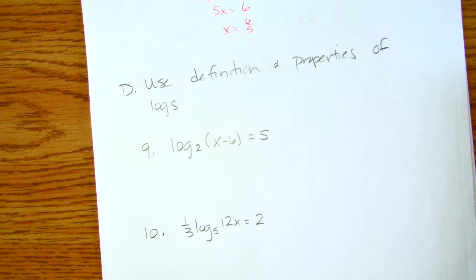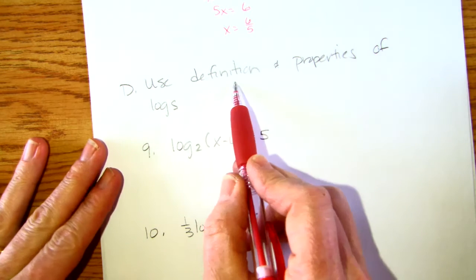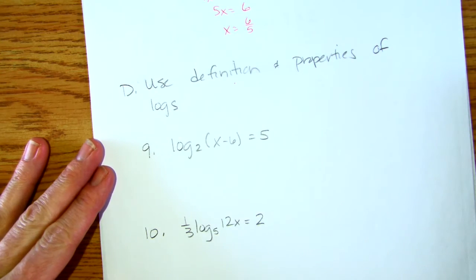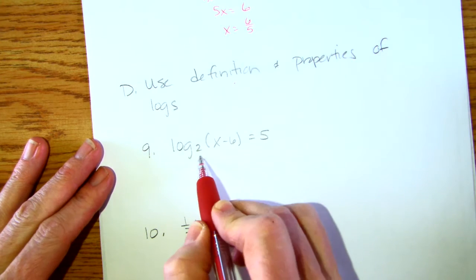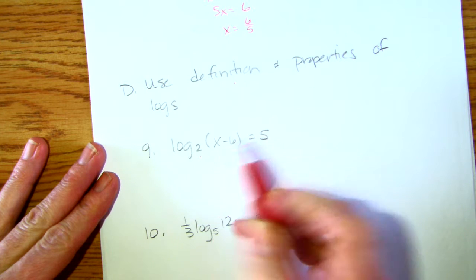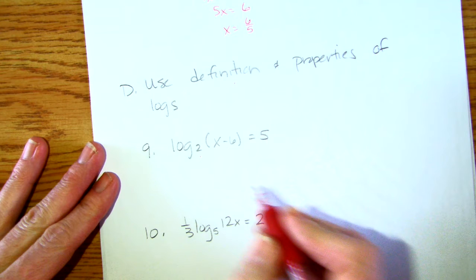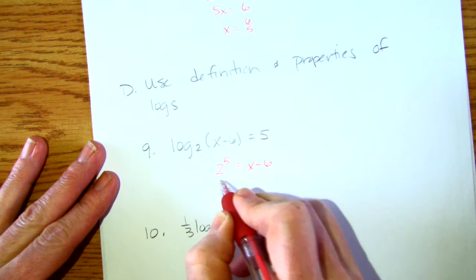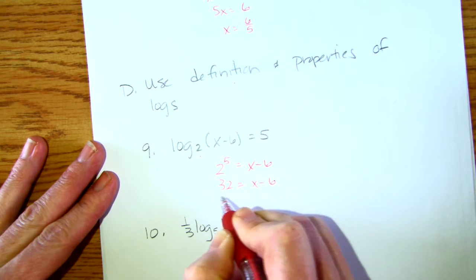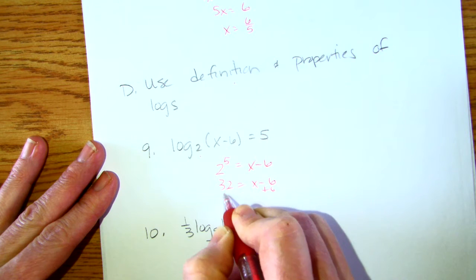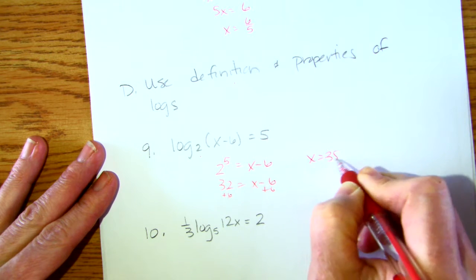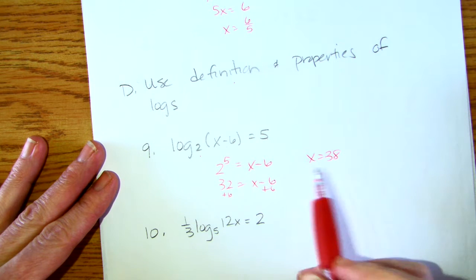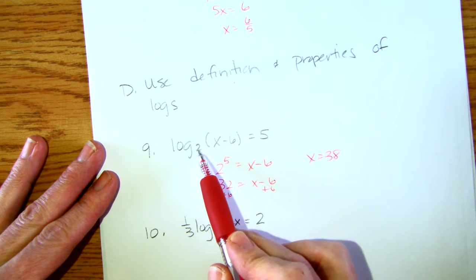Last section is, I forget what they say, exponentiate it or something. I say use the definition and the properties of logs. So what's the definition of log? 2 to the 5th equals x minus 6. That's using the definition. We know that's 32. Add 6 to both sides, and x equals 38. And if I put 38 in there, I'd get 32, and certainly 2 to the 5th is 32.